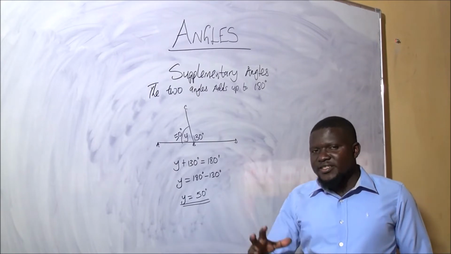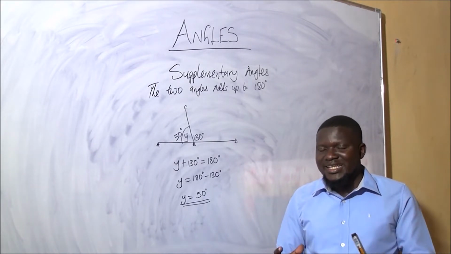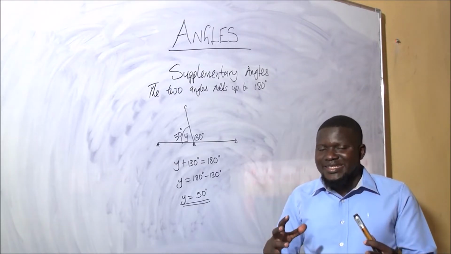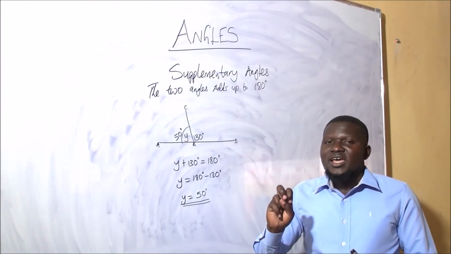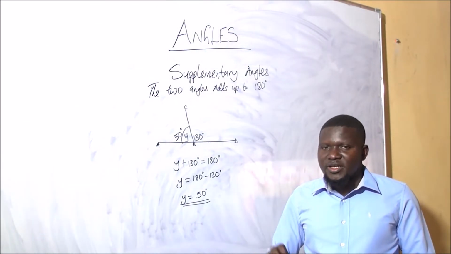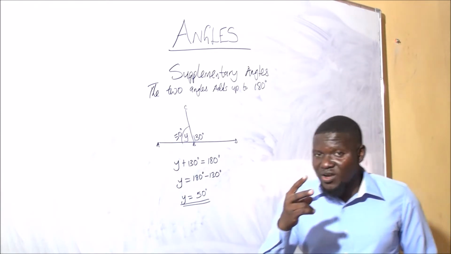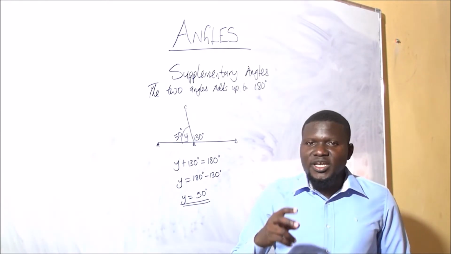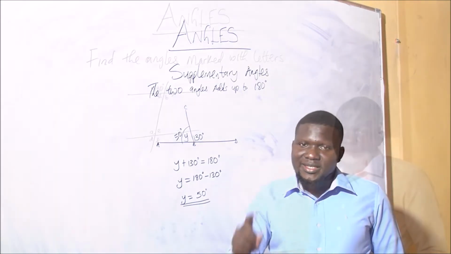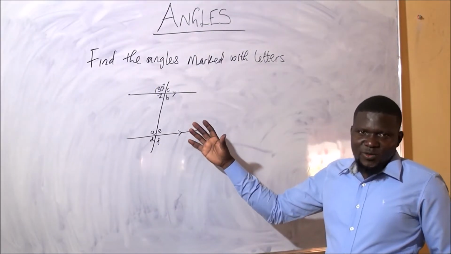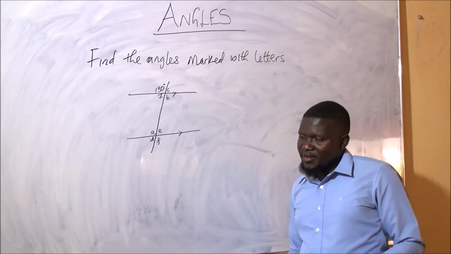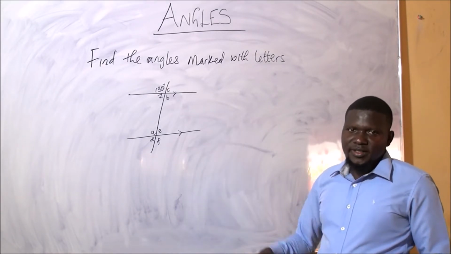So the emphasis here is that when you're dealing with complementary angles, we're talking about 90 degrees: the two angles give 90 degrees. When we talk about supplementary angles, the two angles, when you add them together, should give you 180 degrees. Now, let's look at another question to see how you can answer it.